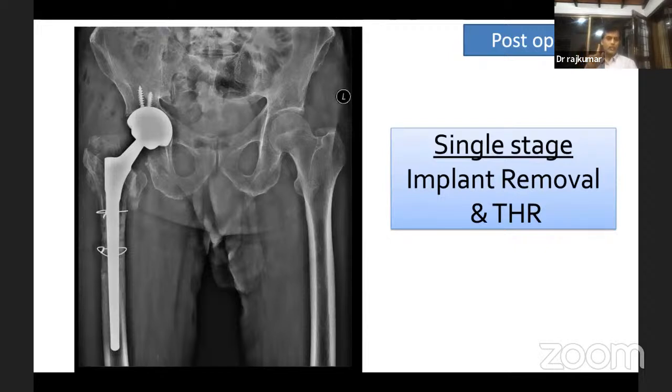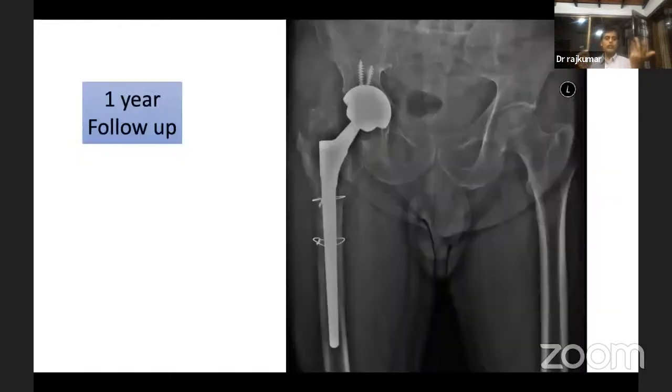Look at this x-ray. The long DHS plate was removed, screws were removed. Because of that, I used a long distal loading stem, titanium Wagner stem, and a hemispherical third generation uncemented cup with two screws. But what is the most important point here? The patient already underwent two trauma procedures before, bone grafting, diabetic. So in this situation, while doing a THR, you have to send the tissues for culture. That is the most important thing. Even though the blood parameters are normal, almost always you have to send tissues for culture. Make it a routine. So see here, 1 year follow-up.